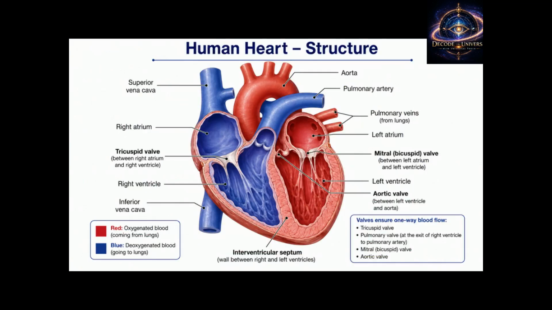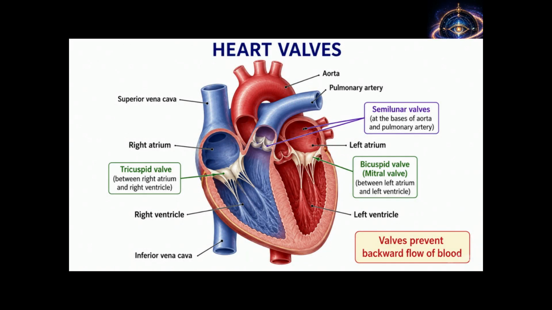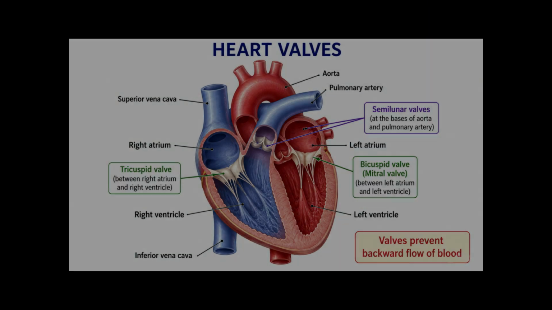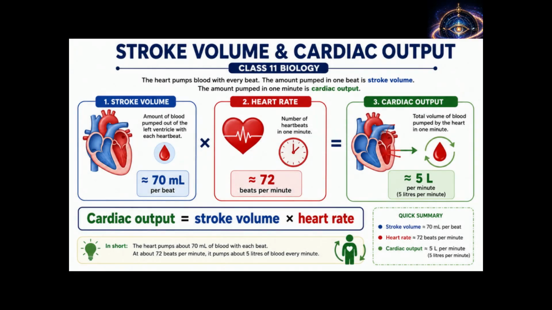Q21. How many chambers are present in human heart? 4 chambers, 2 atria and 2 ventricles. Q22. What is the function of valves in the heart? Valves prevent backward flow of blood. Q23. Why is SAN called pacemaker? SAN generates maximum impulses and maintains the rhythm of heartbeat.